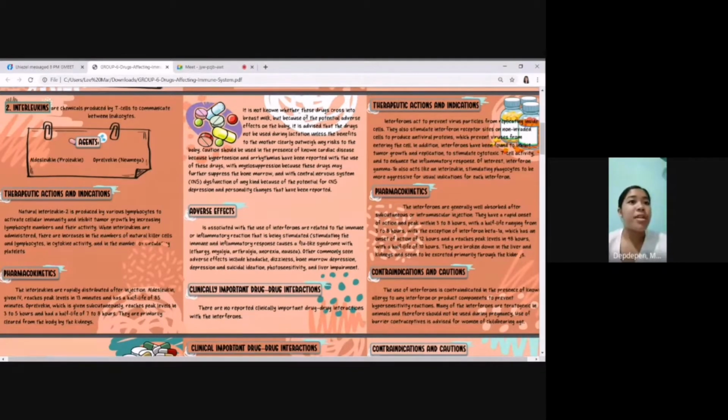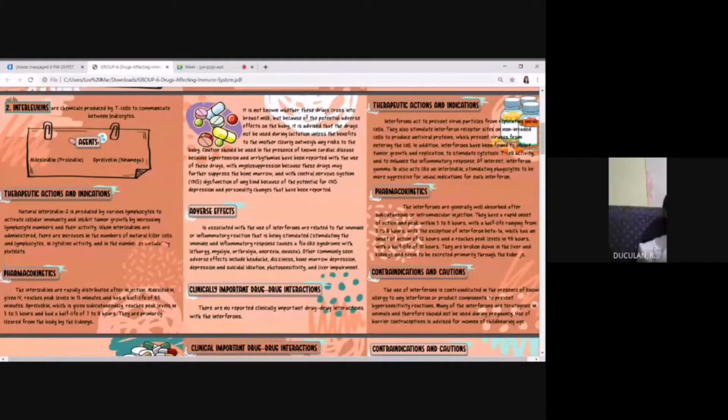So let's proceed to its pharmacokinetics. The interleukins are rapidly distributed after injection. Aldesleukin, given intravenously, reaches peak levels in 30 minutes and has a half-life of 85 minutes. Oprelvekin, which is given subcutaneously, reaches peak levels in 3 to 5 hours and has a half-life of 7 to 8 hours. They are primarily cleared from the body by the kidneys.